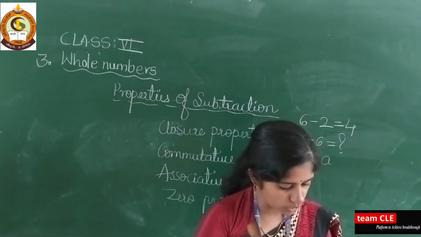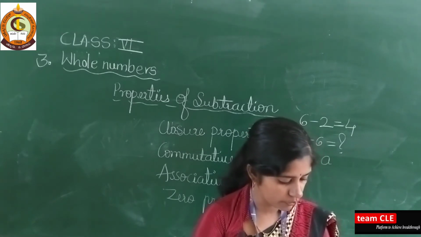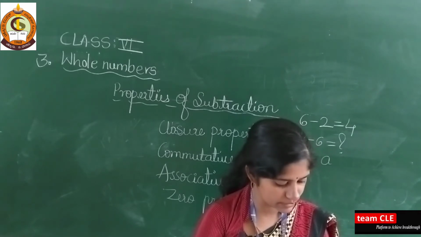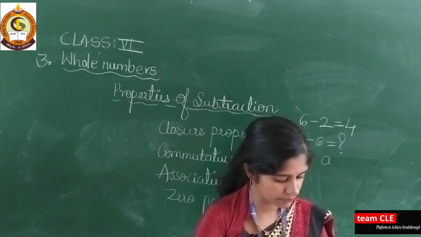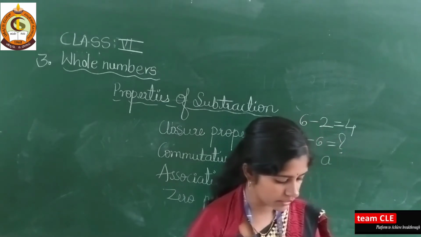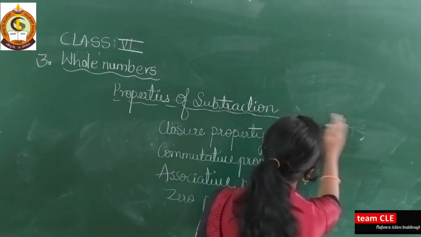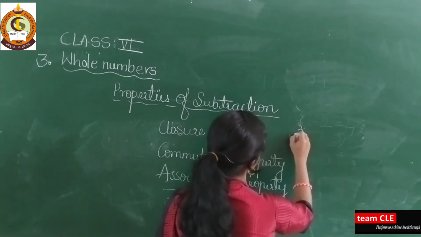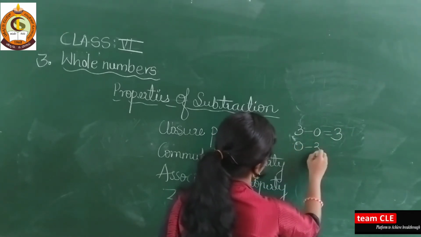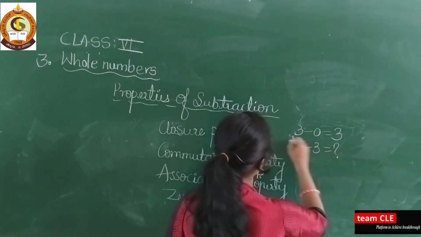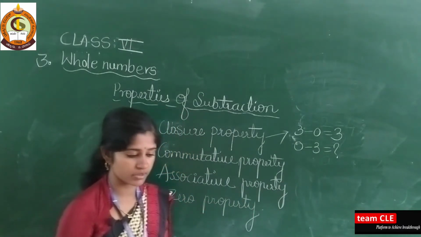Addition of two whole numbers will always result in another whole number. On the other hand, while subtracting two whole numbers, the difference need not necessarily be a whole number. The following example makes this concept clear. See here, 3 minus 0 is 3, and 0 minus 3 is equal to what? Therefore, here the closure property will not exist.